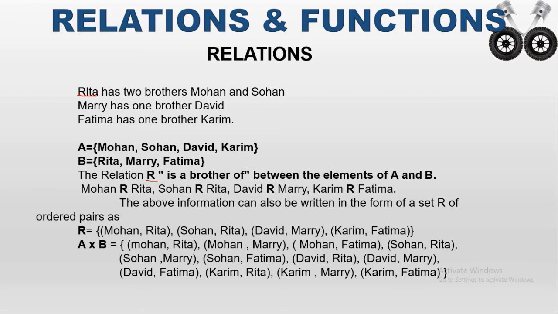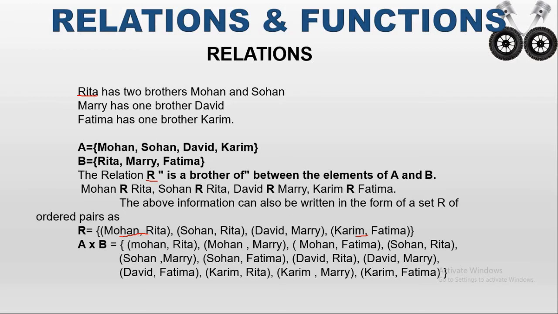So instead of writing R as a middle term in between the two elements, I can write the terms as an ordered pair and denote that set as capital R. So R equals {(Mohan, Rita), (Sohan, Rita), (David, Mary), (Karim, Fatima)}. What is the relation between Mohan and Rita? Mohan is a brother of Rita. And what is the relation between Karim and Fatima? Karim is a brother of Fatima.